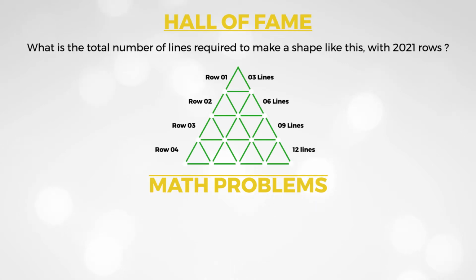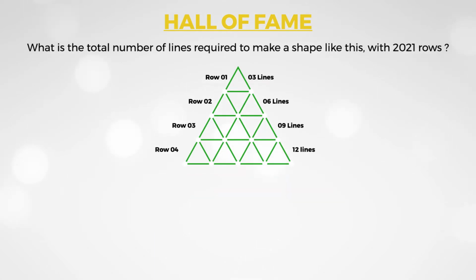What is the total number of lines required to make a shape like this with 2021 rows? So as you can see, each row is listed up until 4 rows, and the number of lines required to make each row is also listed. So the first row, 3 lines were required. The second row, it took 6 lines. Third row, 9 lines, and the fourth row took 12 lines.